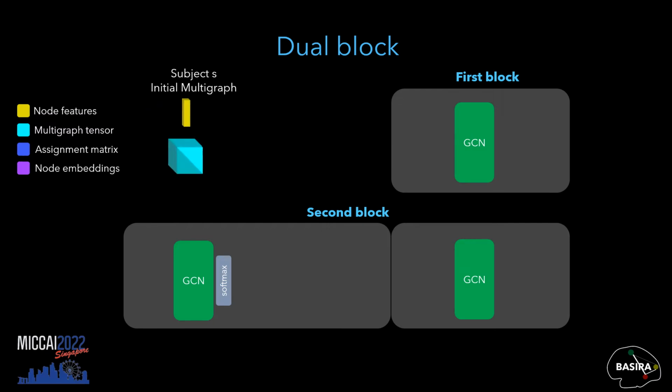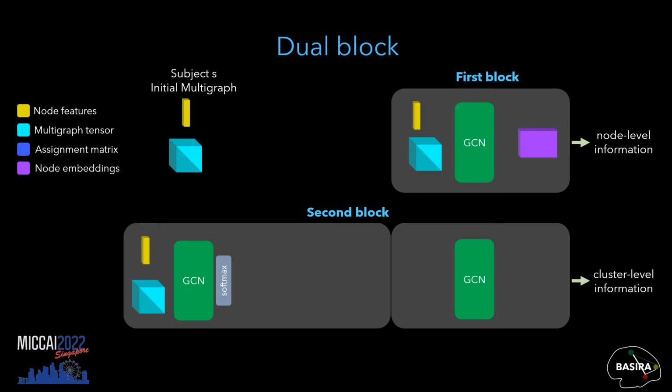The initial subject multigraph is fed to both blocks. The first block outputs local information of ROIs from the multigraph subject, using a GCN that generates node embeddings. The second block gives information of how nodes are connected as clusters. In order to do so, a GCN that learns cluster assignment is used.